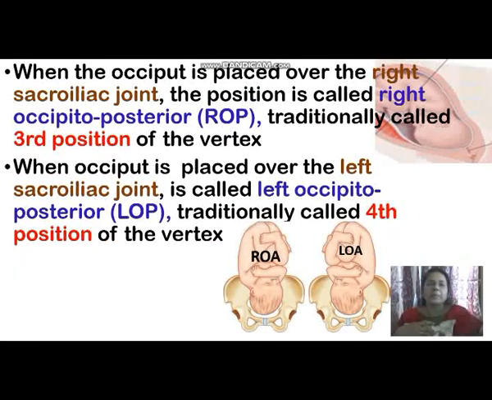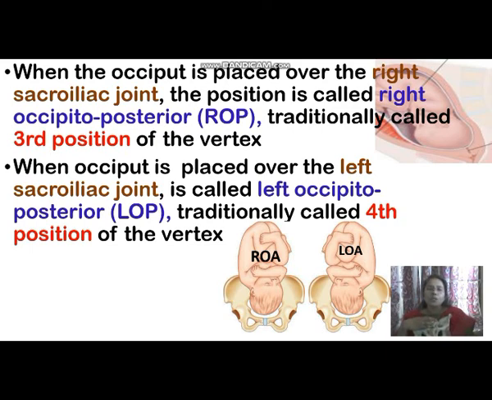When the occiput is placed over the right sacroiliac joint, right meaning our right side, you can see this is the right sacroiliac joint, that is called right occipital posterior position. It is traditionally called the third position of vertex. Right occipital anterior is first, the second is left occipital anterior, and right occipital posterior is the third position, traditionally known as the third position of the vertex.